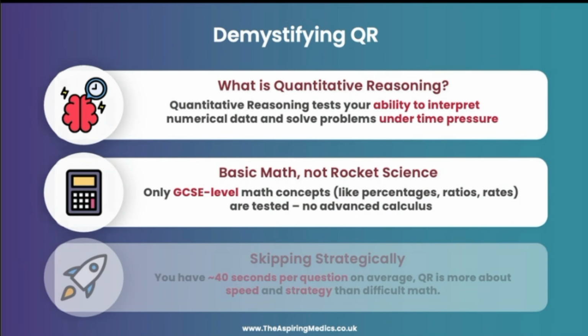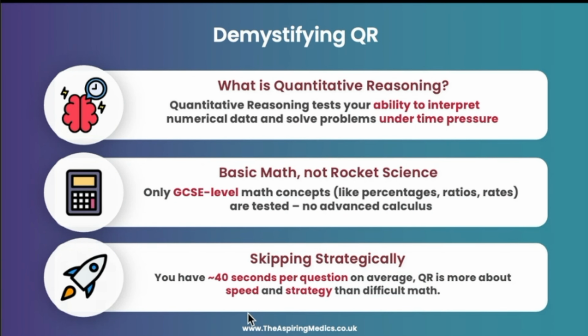So debunking some of the QR questions, it tests your ability to interpret numerical data and solve problems under time pressure. It's basic maths. It's not rocket science. It's GCSE level maths concepts, but it's just quick. Skip strategically. So you've got about 40 seconds per question. So it's more about speed and strategy than difficult maths. If you get a really long data question that requires you to go through many, many steps, it would probably be best for you to skip it and come back to it at the end if you've managed to have some time.